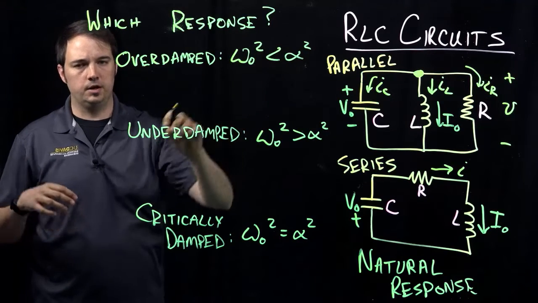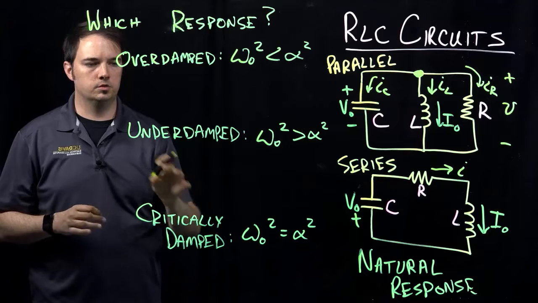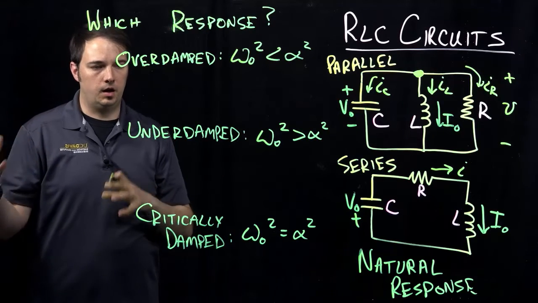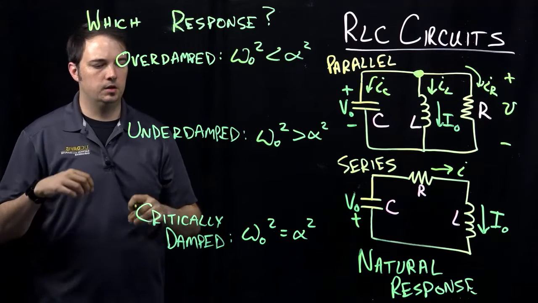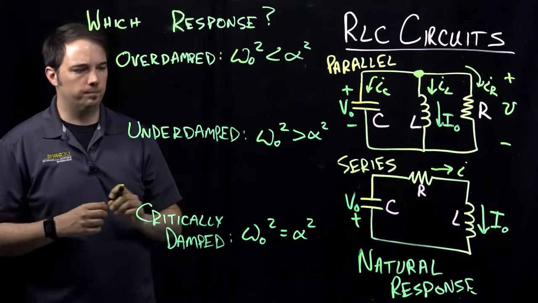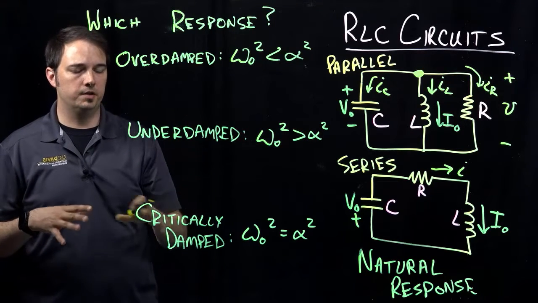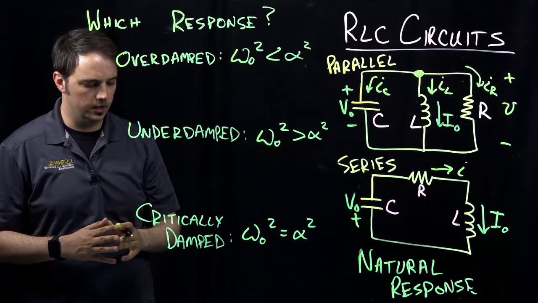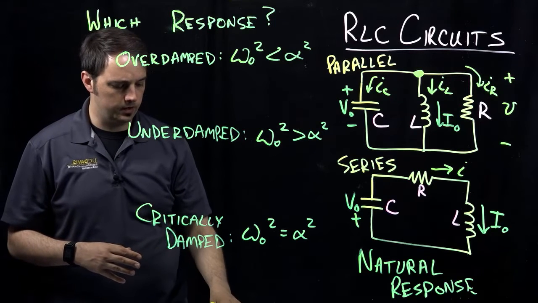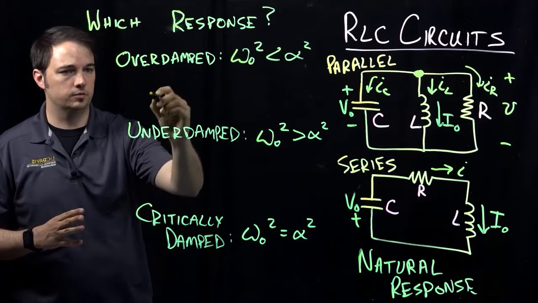Remember the overdamped response: we're having real and distinct roots. The underdamped, we're dealing with complex quantities, and critically damped, still real, but they're equal. That comes into play for the general form of the solution that we have to work with in each case. And what it works out to be is as follows.